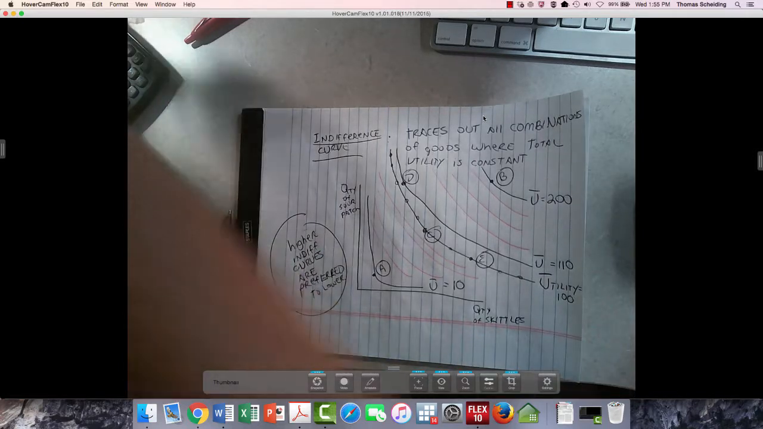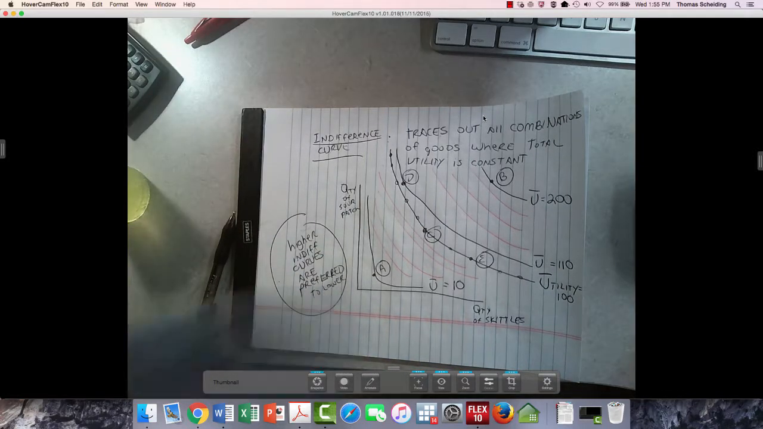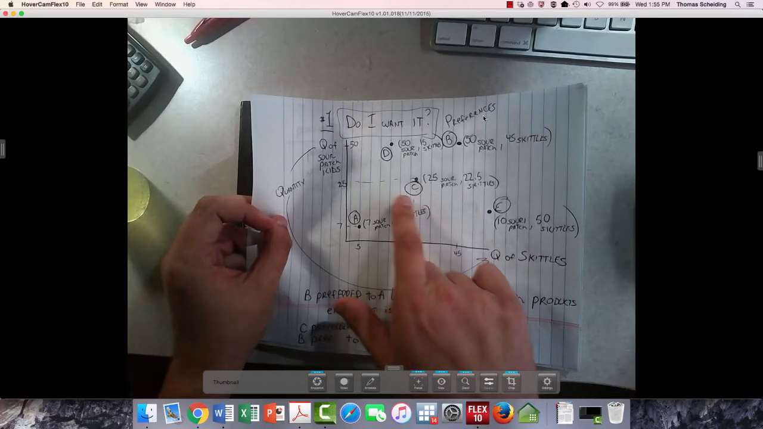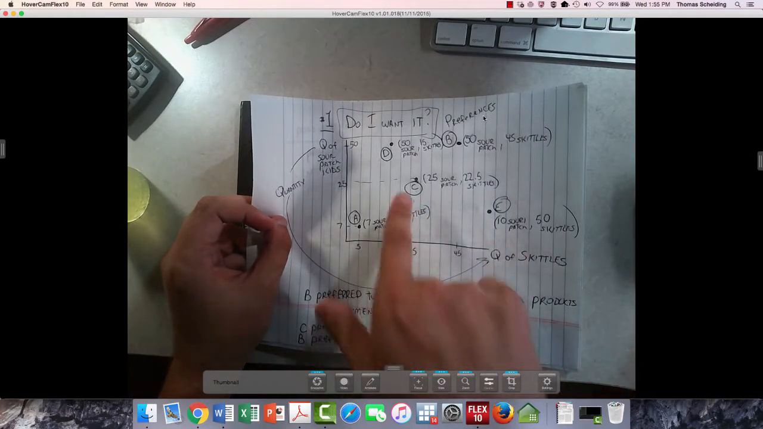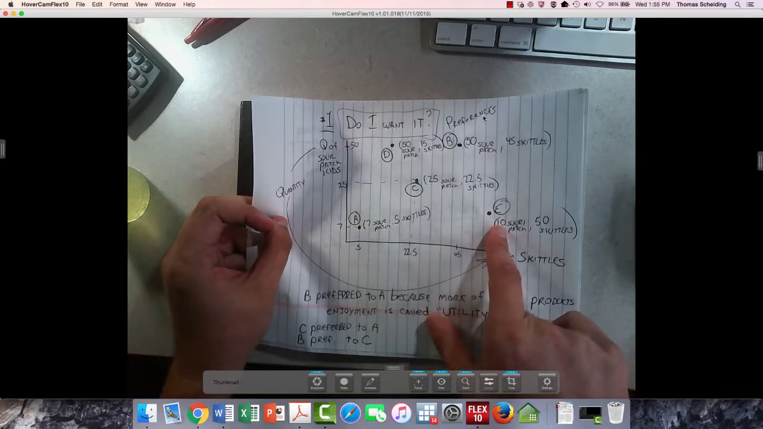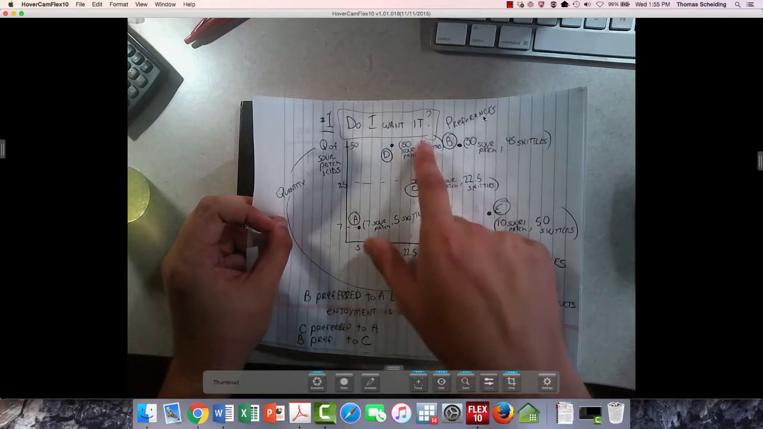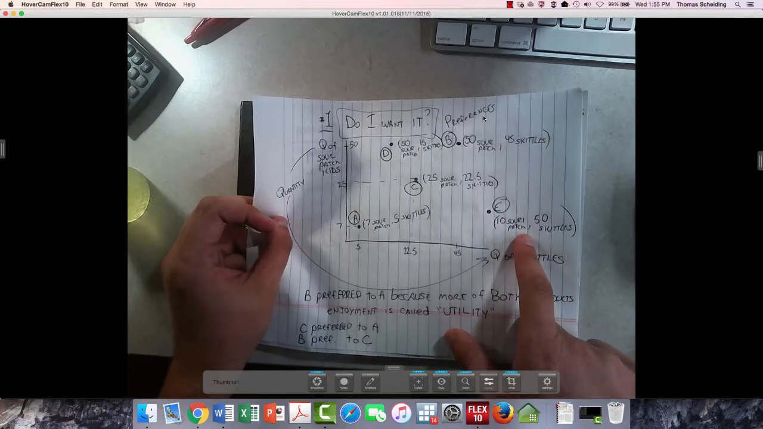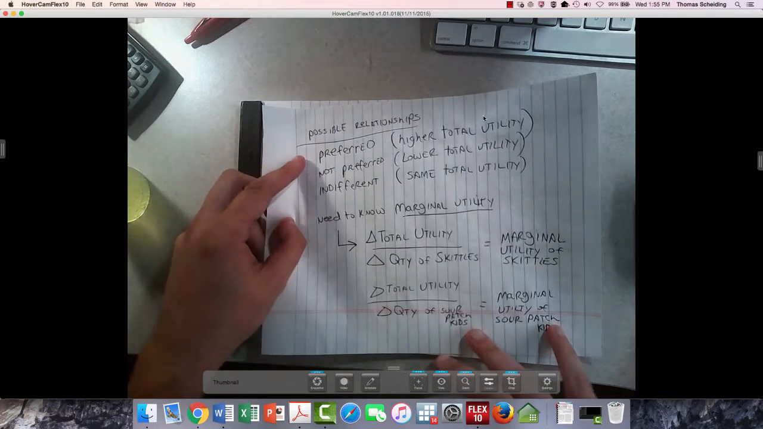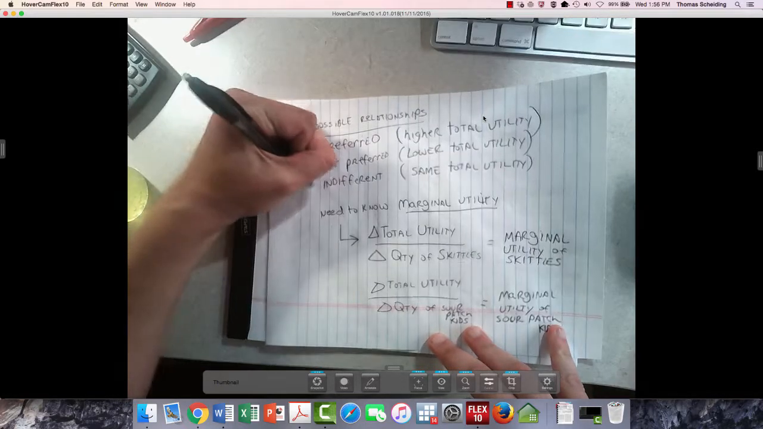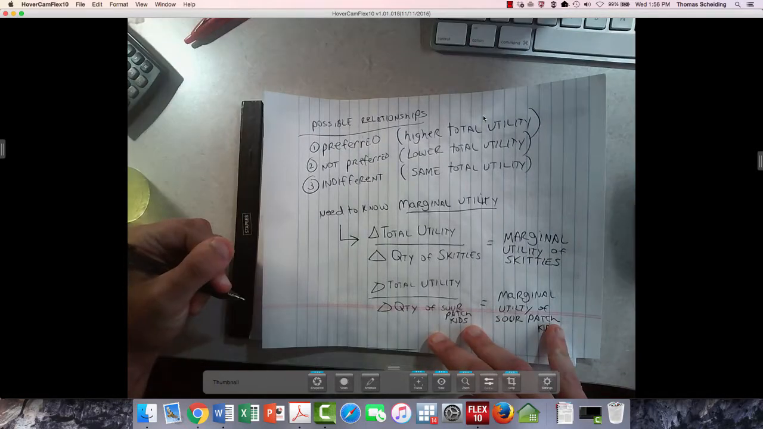Let's go back to what we saw over here. Before I added that information, with the information you had here, you had no way to compare C and D, or C and E. There wasn't any certainty because you had more of one good but less of the other. But we knew that one of three relationships existed: either they were preferred, not preferred, or indifferent.